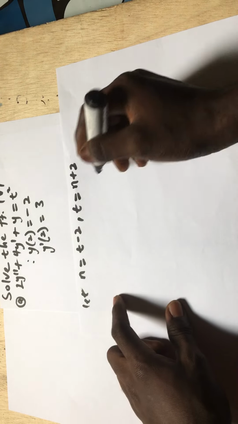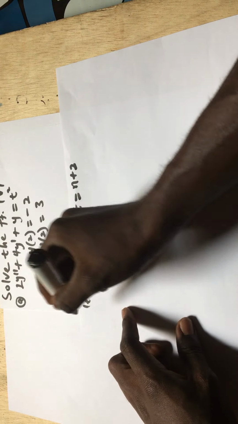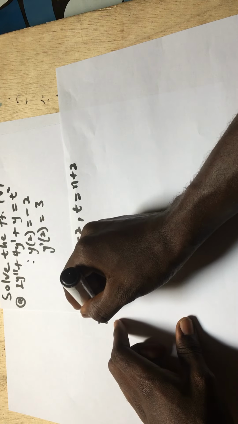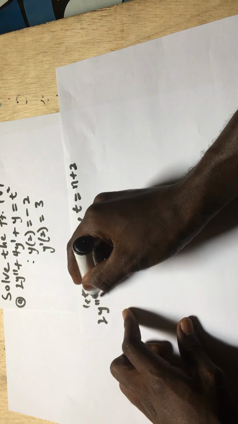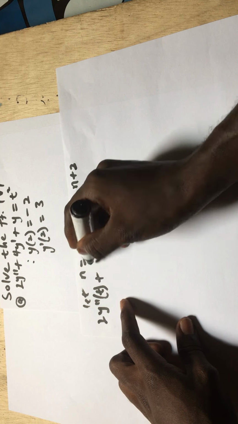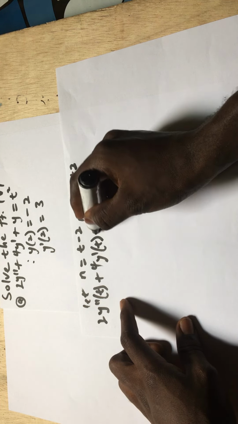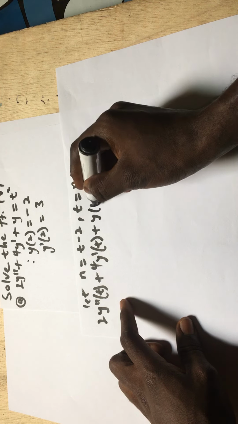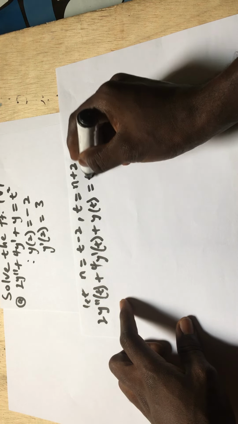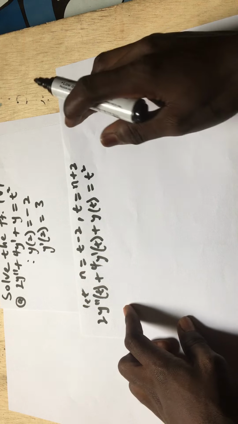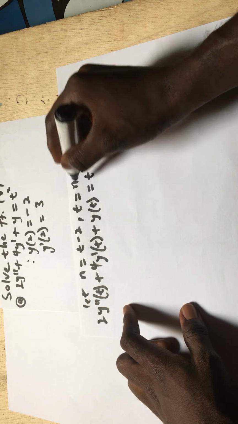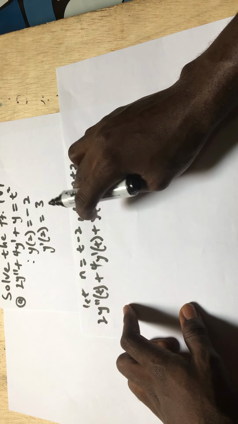Now let's come back to the equation. You know, this equation is 2y prime of t plus 4y prime of t plus y of t equal to t square. So what we are going to do is substitute the value of t into this.